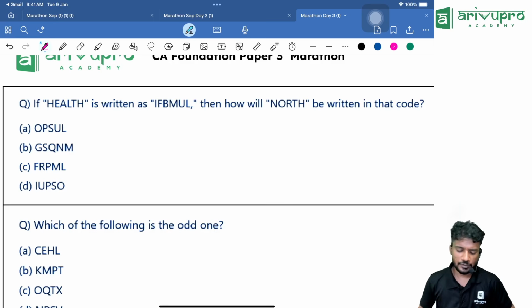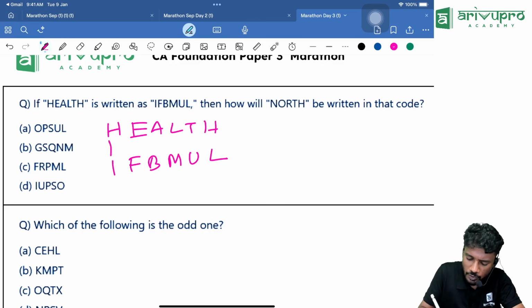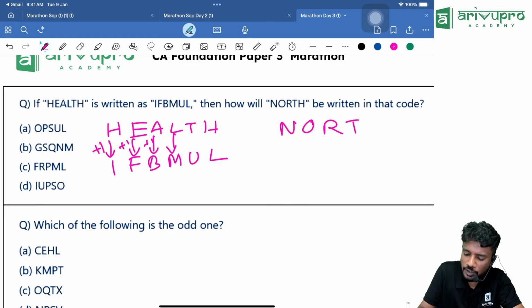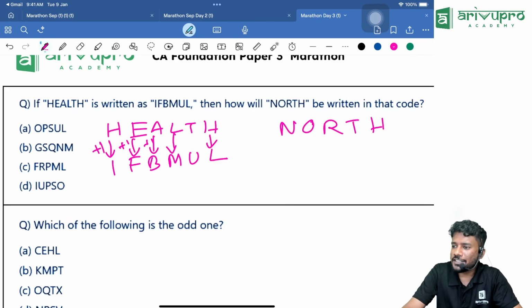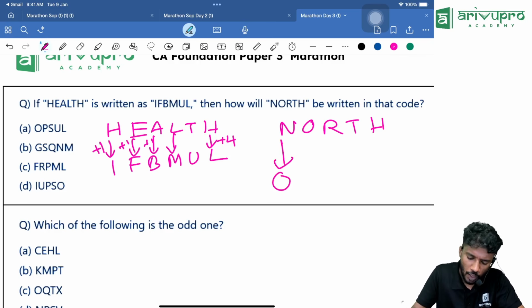Get me that. Health. Health is written as IFBMUL. So what is happening? Plus 1, plus 1, plus 1, plus 1. Everything is plus 1. So what will north be? This is not plus 1. H is becoming L. H is becoming I. H, I, J, K, L. That is plus 4. But it doesn't affect us. N plus 1 is what? The OR. Yes. Option A is the answer.